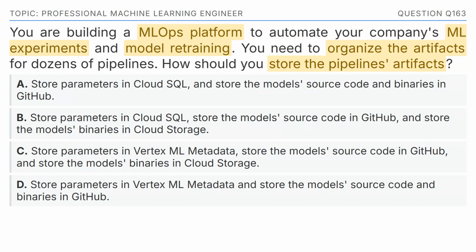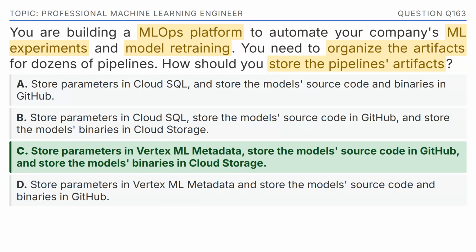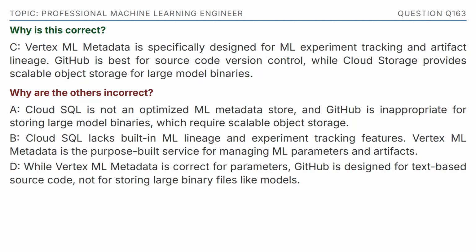To arrive at the correct answer, we focus on the keywords: MLOps platform, ML experiments, model retraining, organize the artifacts, store the pipeline's artifacts. The correct answer is option C: store parameters in Vertex ML metadata, store the model's source code in GitHub, and store the model's binaries in cloud storage. Why is this correct? C.